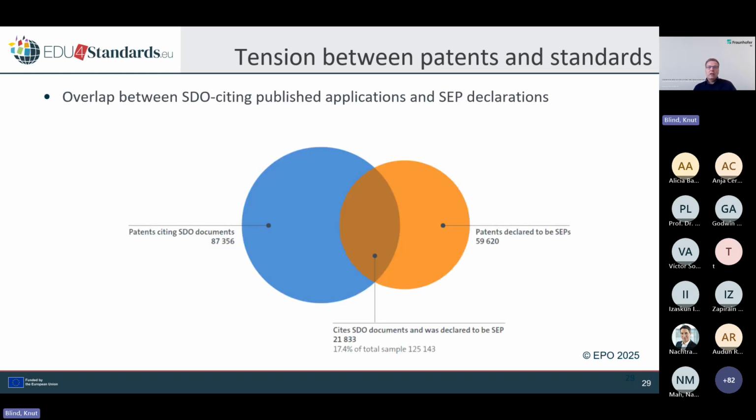The overlap: they also linked that to the patents declared as SEPs. There were 60,000, and patents citing SDO documents were 80,000. What they found is that in 20,000 cases, there is this link. That means these patents cite SDO documents and were also declared as SEPs.